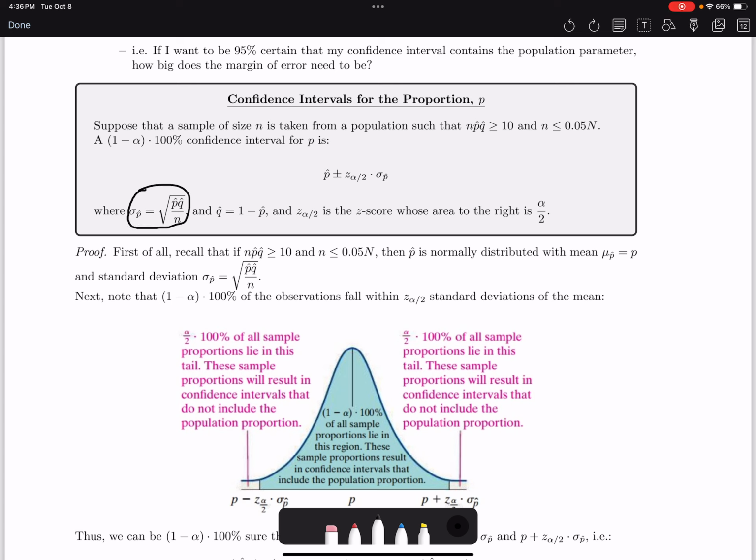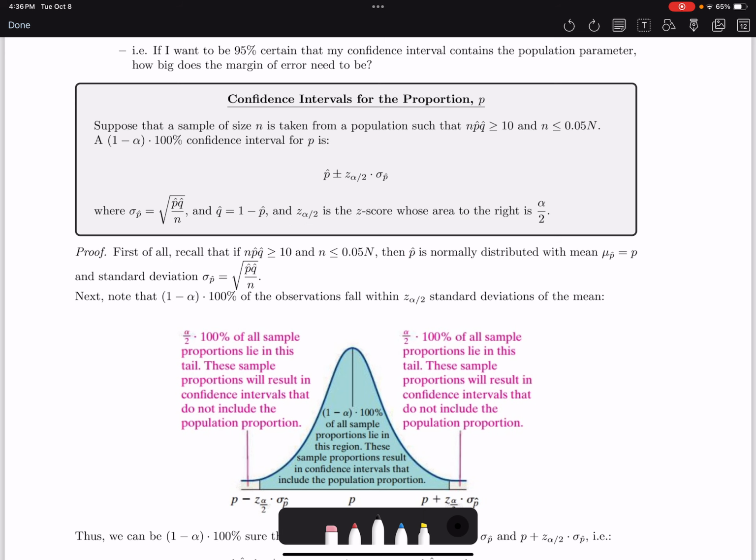Z sub alpha over 2 is the z-score whose area to the right is alpha over 2. And we can use technology to figure out that number. We're not going to do it, okay? Because if we were going to use technology to calculate that number, we might as well just use technology to calculate the confidence interval in the first place. But we could use technology to calculate that number. And here's why that number is important, right? The z-score whose area to the right is alpha over 2.